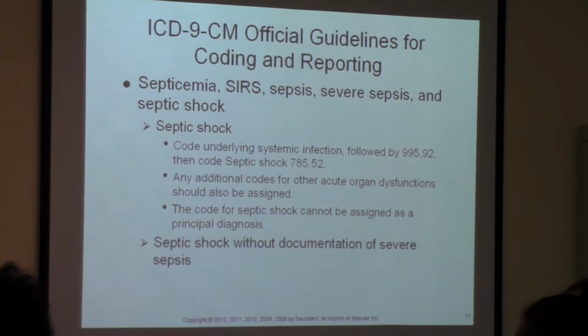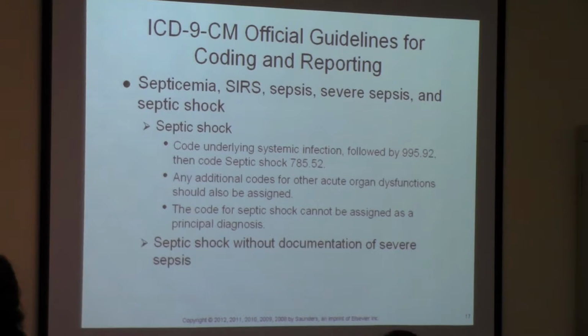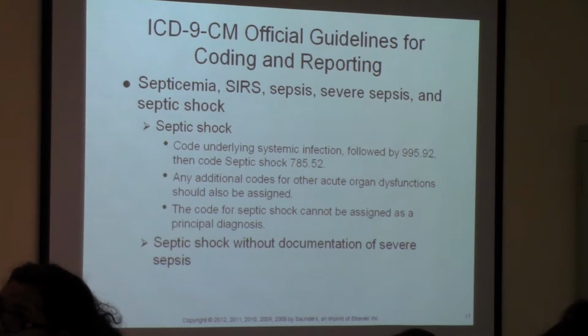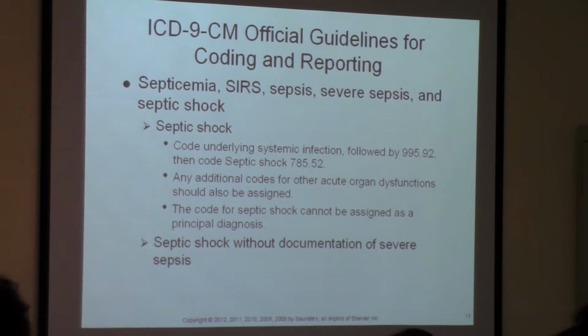Okay, septic shock. Now, what happens when you get septic shock? You're going to code the underlying systemic infection, just like this one, the underlying cause. You're going to code 995.92, and you're going to code 785.52 for septic shock, and then any acute organ dysfunction should also be assigned. The code for septic shock cannot be assigned as a principal diagnosis.